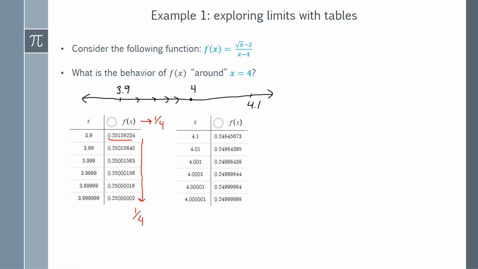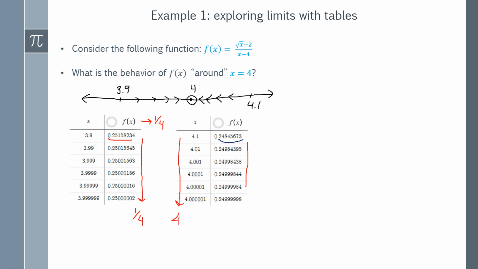Okay, for 4.1, the value for f turns out to be 0.2484567. Okay, and as we are decreasing the value of x and we're approaching 4 from the right, so we're going to 4 over here for x. So that would look like what? On your real line, we're approaching this value right here.